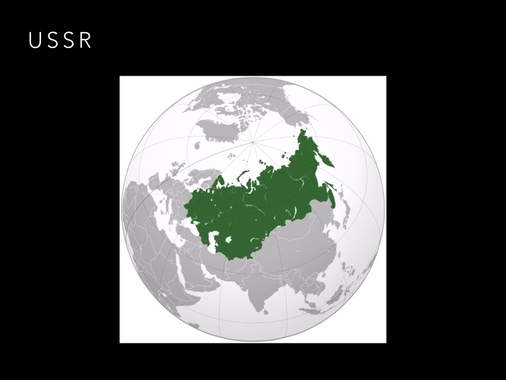And here you have a map of the Union of Soviet Socialist Republics, the USSR, or the Soviet Union, stretching from basically one coast to the other.